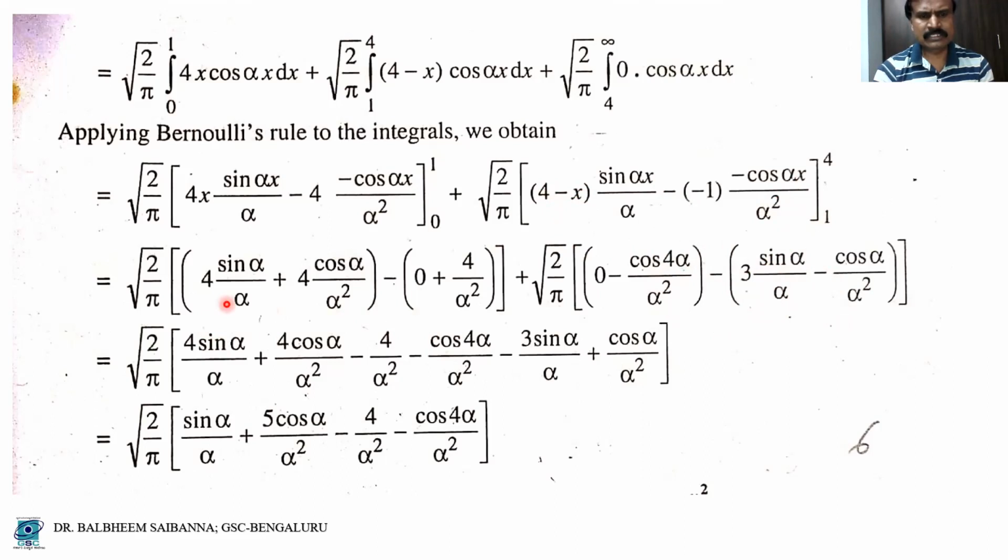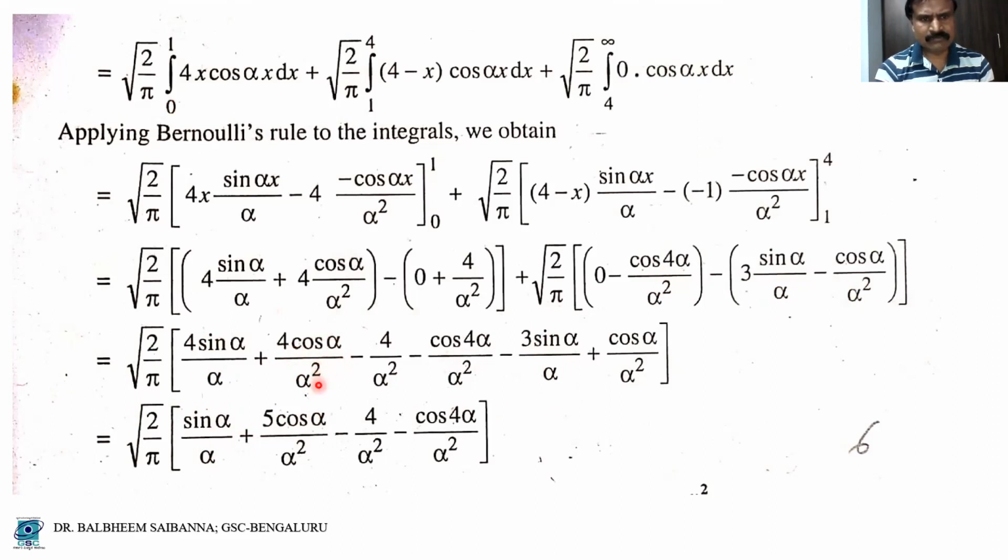Now look at the terms and write them together: 4 sin alpha by alpha, 4 cos alpha by alpha square, minus 4 by alpha square, because we took root 2 by pi common here. Then write all the terms as they are: minus 4 cos alpha by alpha square, minus 3 sin alpha by alpha, minus into minus plus, minus cos alpha by alpha square. Then writing together, 4 sin alpha by alpha minus 3 sin alpha by alpha, simplifying this term and this term, you get sin alpha by alpha.